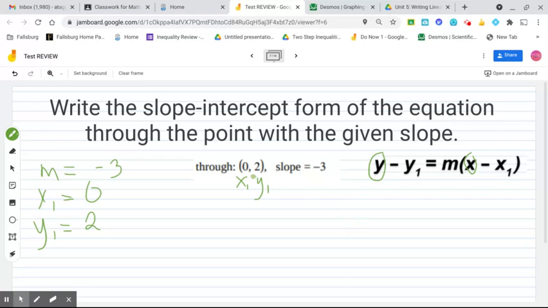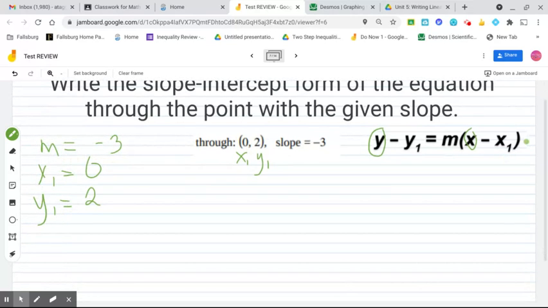So if we can identify what m, x1, and y1 are, this formula will be given to you and you just plug it right in. So y, like I said before, stays the same, minus y1, which is 2, equals m, which is negative 3, times x, minus x1, which is 0. So here is where we do some simplifying. Remember, sometimes you'll have a double negative here, and you can simplify it to become a positive. Fortunately, we don't have to do that. It just will stay negative. And then here, we do have to distribute.